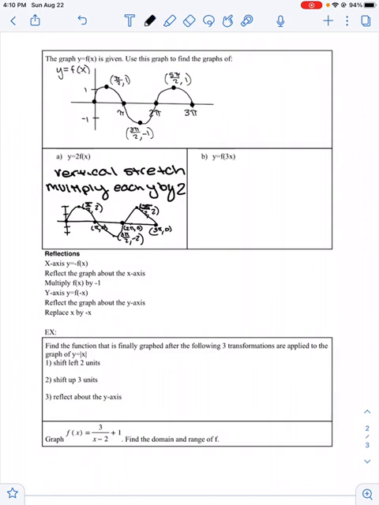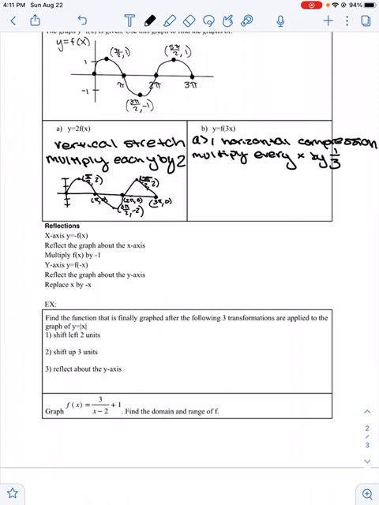Alright, so next we have y equals f of 3x. Since the 3 is on the inside and it is a whole number, our a is greater than 1. So that means we have a horizontal compression. And we're going to multiply every x value by 1/3. So you're doing the opposite. Multiply every x by 1/3.